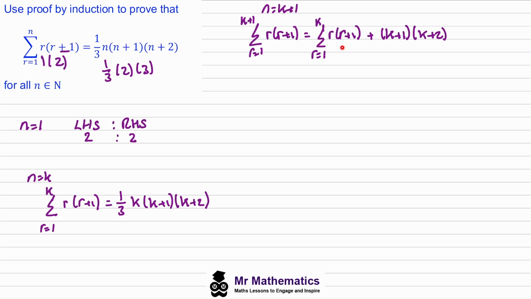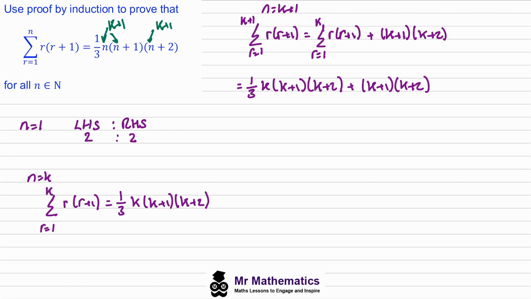Now we can use our assumption to rewrite this in terms of k. So this will be equal to 1/3 of k times k plus 1 times k plus 2 plus the final term and k plus 2. Now if we go back to what we're looking to prove, if we let n equals k plus 1, then this becomes 1/3 of k plus 1. When we add 1 to that, we get k plus 2. When we add 2 to it, we get k plus 3. So now our goal is to rewrite this so it looks like this.